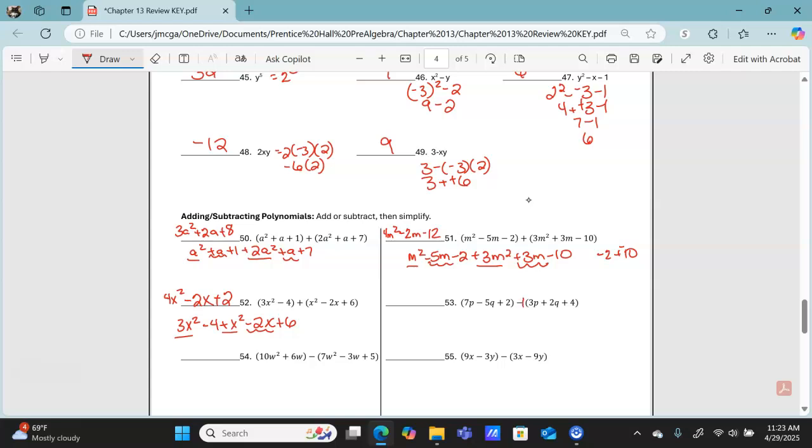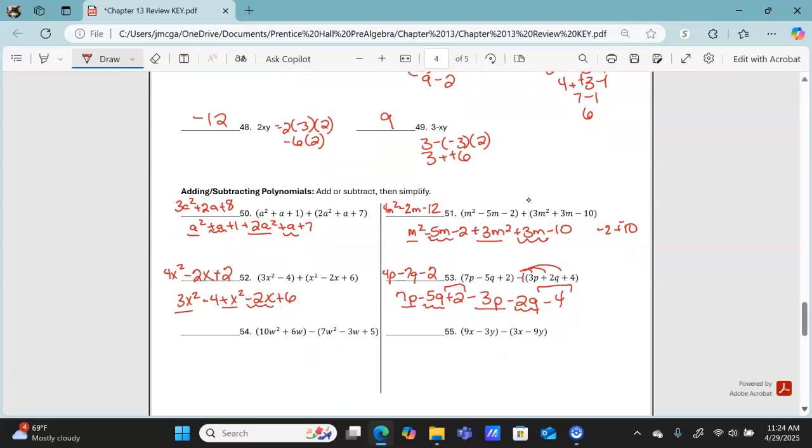Here on this one, that's a negative 1, so it's going to change the signs of all of those when I multiply through. It didn't change signs in the previous problems because it was a plus sign in between there. So 7p minus 3p is 4p. Minus 5q minus 2q, they're both negative, so I add them and keep the sign. And then plus 2 and minus 4, the signs are different, subtract and keep the sign of the larger.